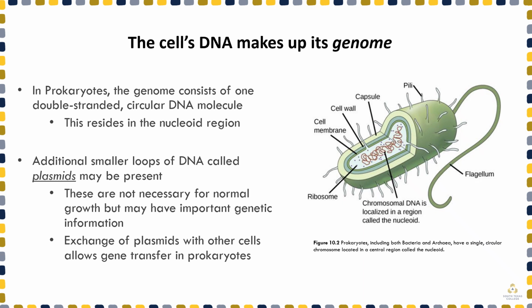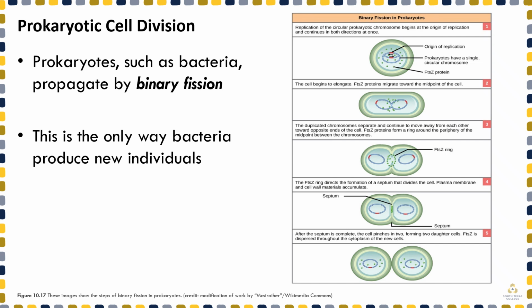There may be some other pieces of DNA called plasmids. These are extra bits of information, not necessary for normal growth of the bacteria, but adds extra traits to the bacteria. So the process by which bacterial cells divide is called binary fission, and it's a 5-step process, fairly simple, especially compared to eukaryotic cells. And we're going to go through these 5 steps in this lecture.